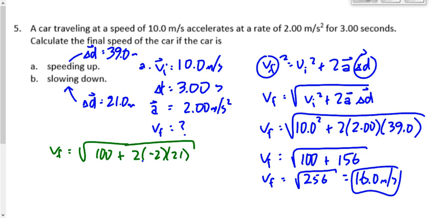Let's see if I can do better on this one. 2 times 2 is 4, 21. 4 times 21 is 84. So 100 minus 84 is 16. So this is going to be exactly 4.0. Is that right?